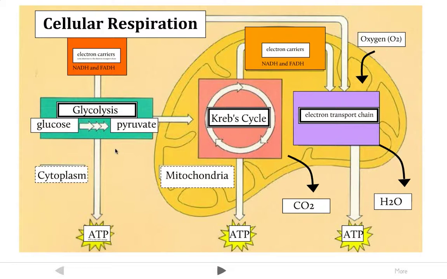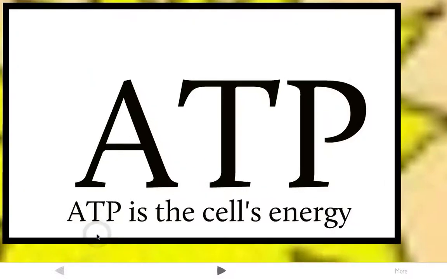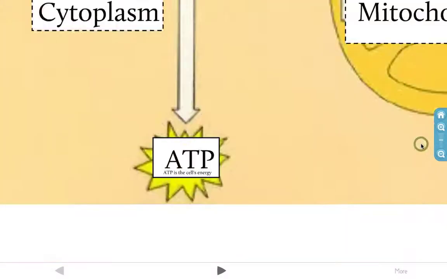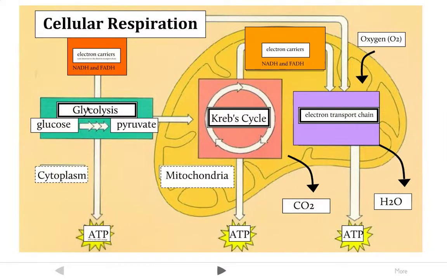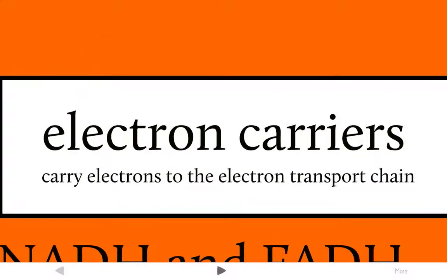Whenever you break a bond, you're going to form some ATP. ATP is what the cell uses as energy, so it needs energy to perform all the processes that it needs to. It's going to use ATP for that. The other thing that you get when you break that bond is you free some hydrogens, and those hydrogens are going to become electron carriers. And the electron carriers are going to carry electrons to the electron transport chain.